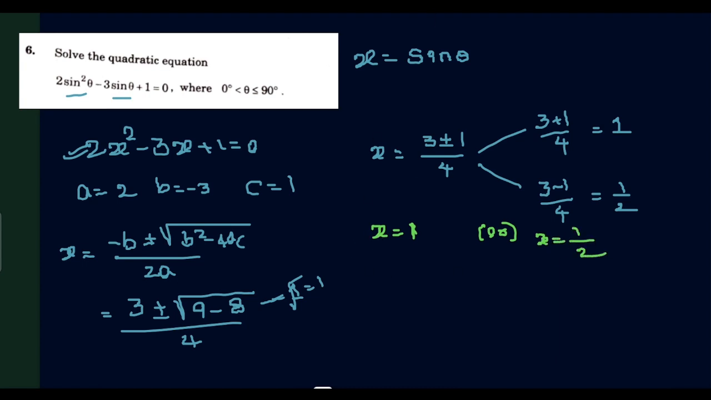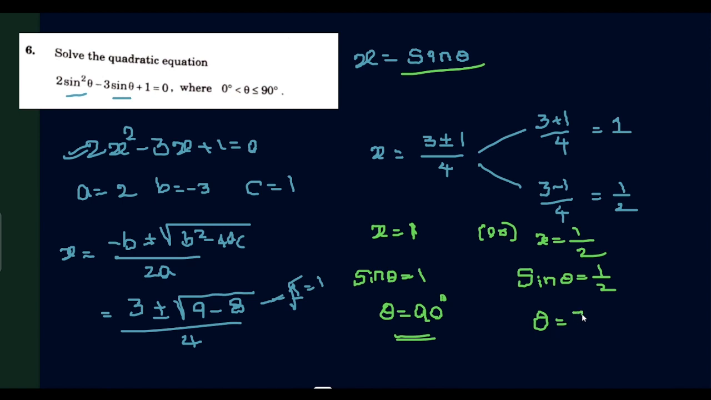But what is x here? X we have considered as sine theta. So sine theta is equal to 1, or sine theta is equal to 1 by 2. Got it? So when sine theta is 1, theta is 90 degrees, right? So this is one value and another. When sine theta is 1 by 2, it is 30. Okay, sine 30 is 1 by 2, right? So theta values are, one is 90 and another one is 30.